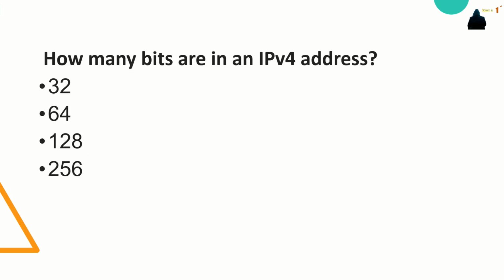How many bits are in IP version 4? IP version 4 is comprised of 4 octets of binary digits, each containing 8 bits, resulting in 32 bits. Also, 128 is for IP version 6. But the right answer here is 32.